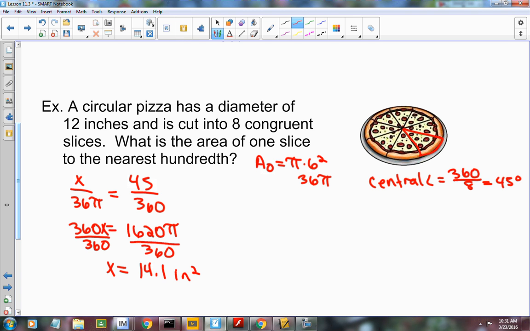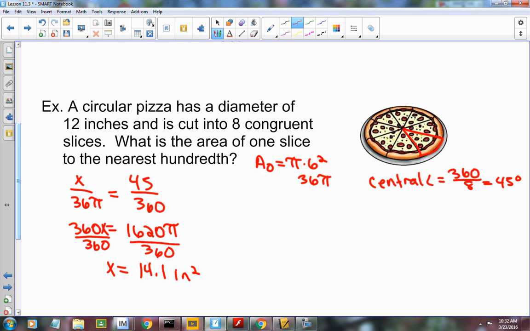Now, what if they ask me for 2 sectors? You could take that answer and multiply it by 2. If they wanted 3, you could multiply by 3. Another thing you could do is up here in your formula, instead of using the 45 degrees, if they wanted 2 sectors, what would you do? 90 degrees. Okay, so you could do that either way.